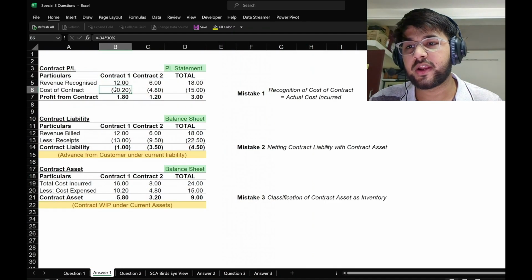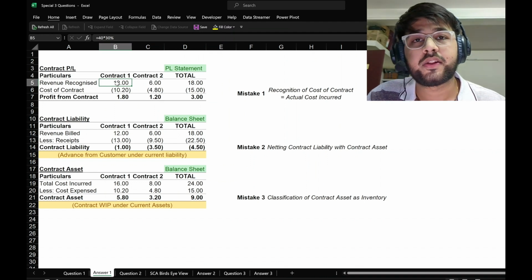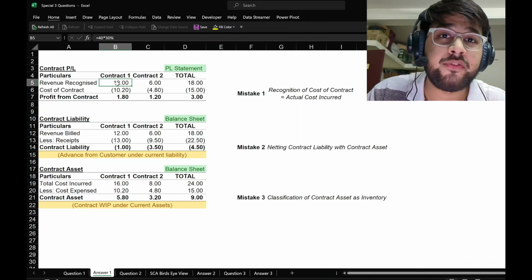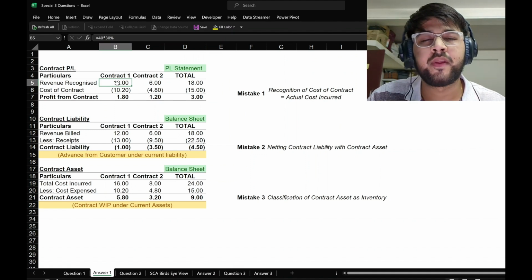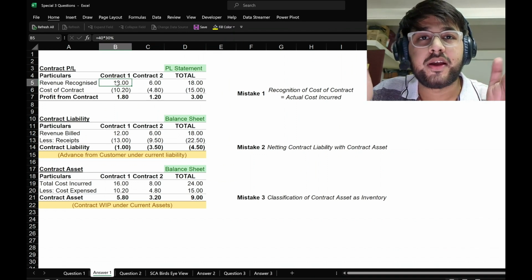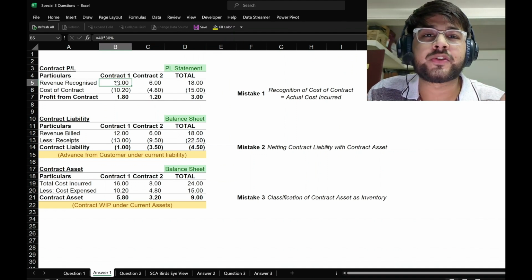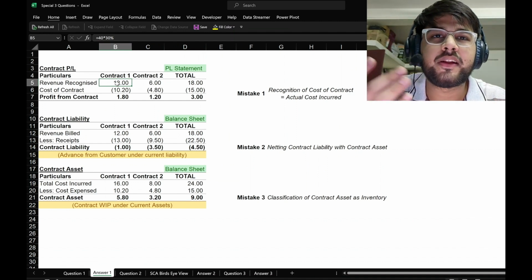The profit and loss would look like this. The revenue recognized is 30% of 40 lakhs. The cost of contract being 34 lakhs times 30%, that is 10.2 lakhs. You would not be recognizing the actual cost incurred, because you can think of it like inventory, the cost of goods sold. We have only sold up to the revenue of this. We would only be recognizing the cost incurred till this.